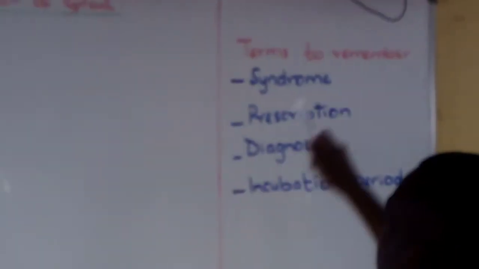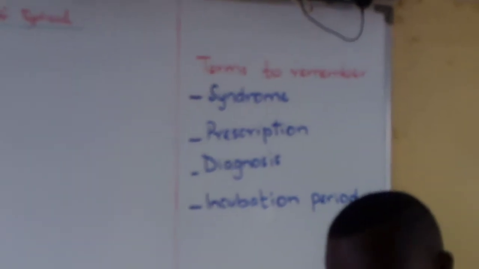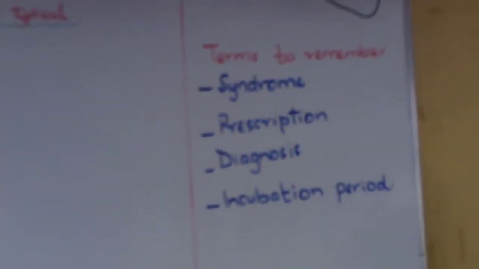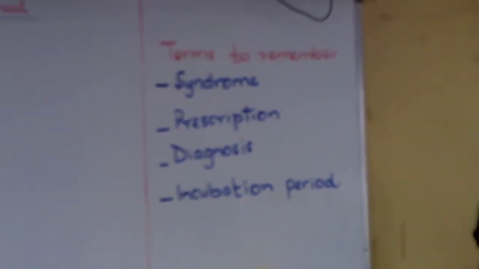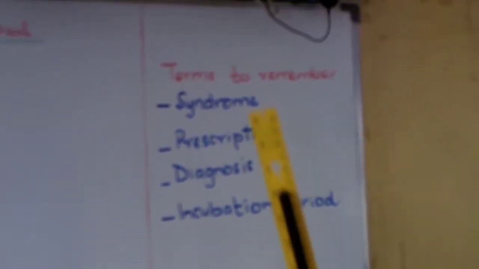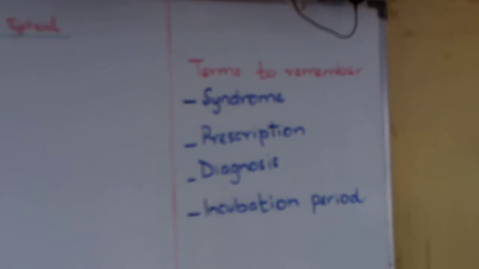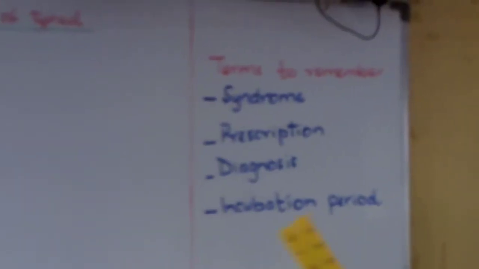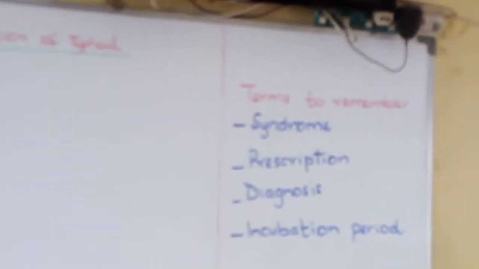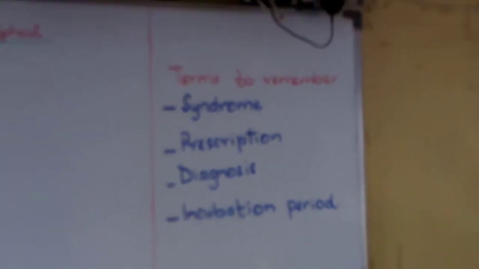Now, before we go to typhoid, I would like us to remind ourselves of these terms. We might have learned them in class 5, and some of you might have forgotten them. Syndrome. Syndrome is a set of signs and symptoms that are recurring for a period of time. I'm not writing for you. You will write them after understanding. Syndrome is a set of signs and symptoms that are recurring for a long time of a certain disease.